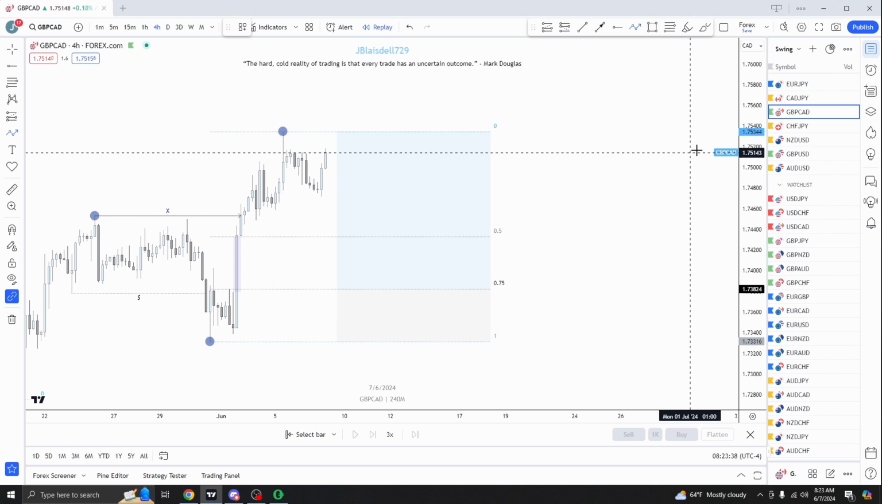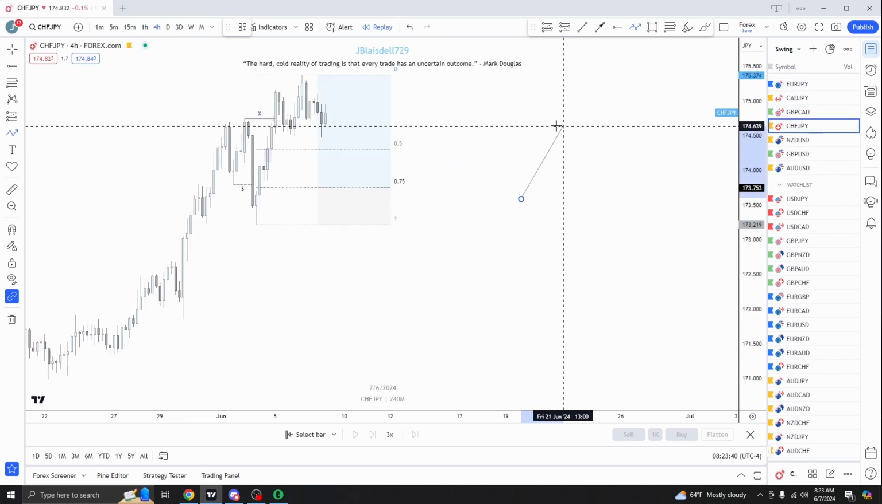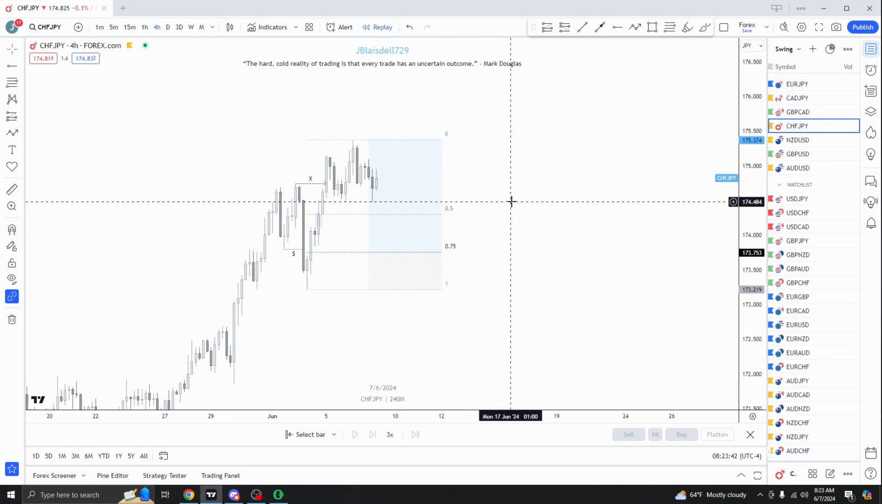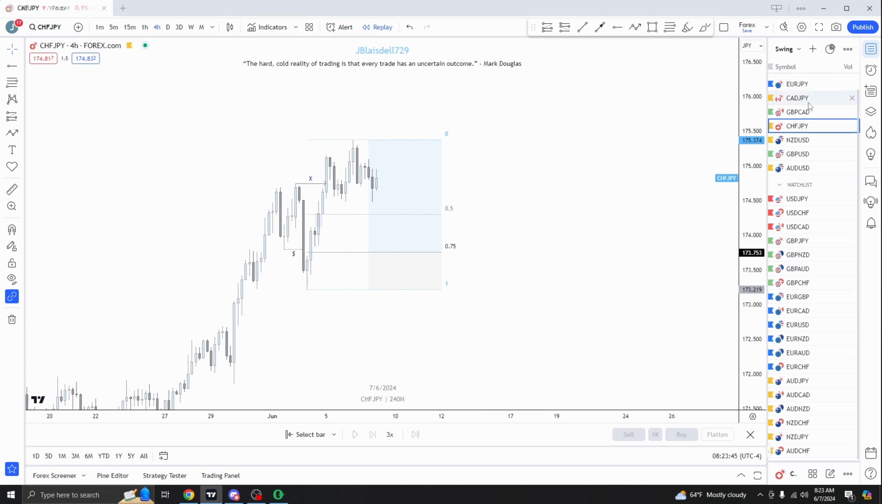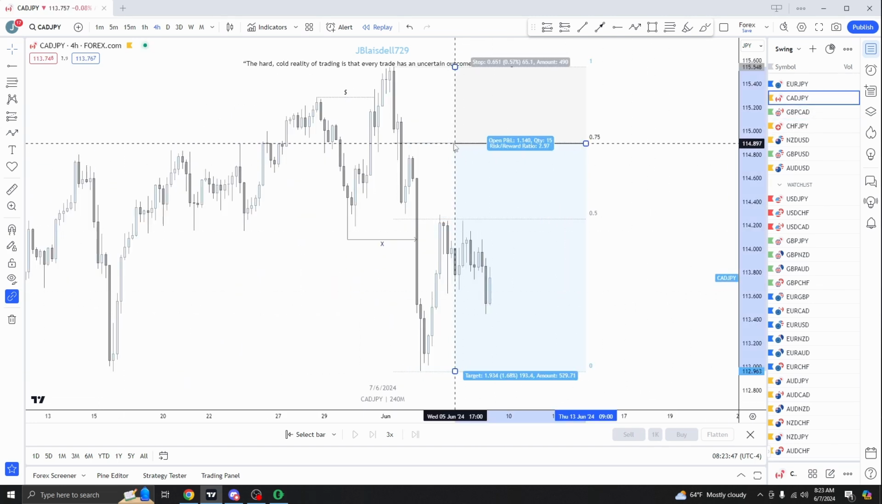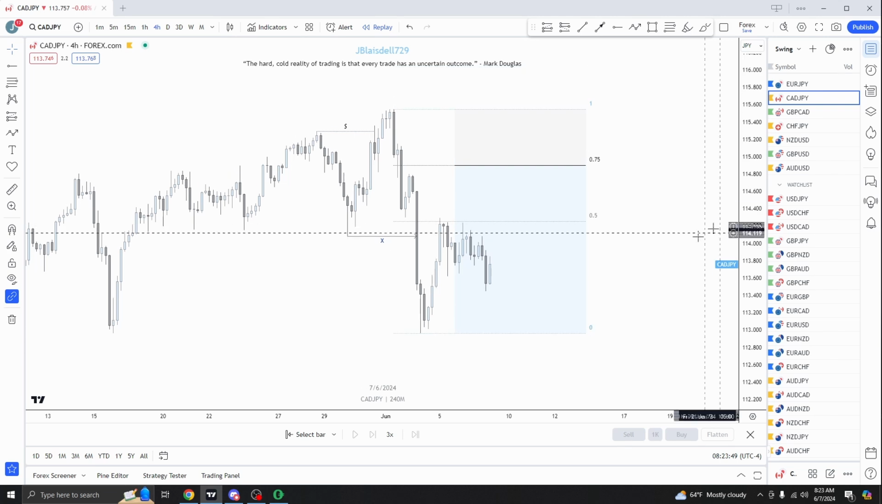compared to when you look at something like Chef JPY here, where it's a very small range, will be a very quick profit, loss, or break even. And then I have CAD JPY as well. I did briefly go over this one, but same kind of idea here.